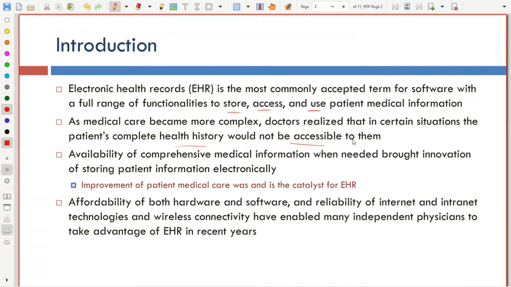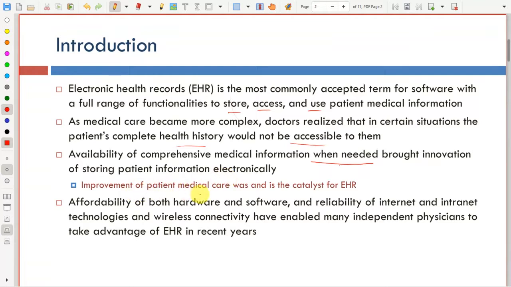So basically, the doctors realized that the patient information in the form of a file in the original hospital of the patient might not be accessible to whoever doctor is treating that patient. So they thought about ways of making that file accessible to them anywhere. Okay, so the availability of comprehensive medical information when needed, this is the most important thing, brought about the innovation of storing patient information electronically. So this is the main reason why people thought about electronic health records.